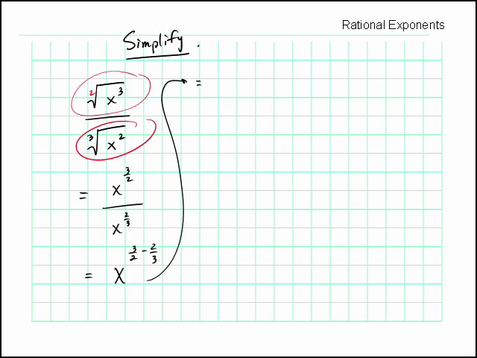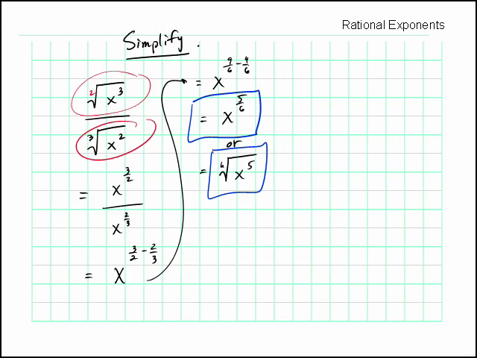Now, common denominator would be 6. So this is going to be x to the 9/6 minus 4/6, which is x to the 5/6 power. I can write it like that. Or, in radical form, this would be the 6th root of x to the 5th. Either one of those is an acceptable answer.